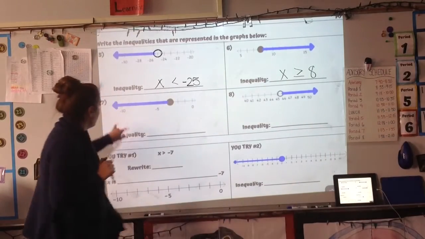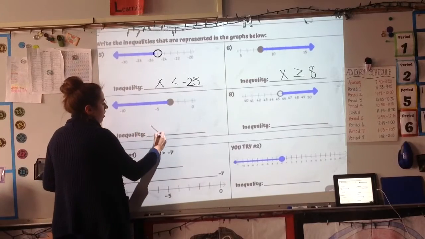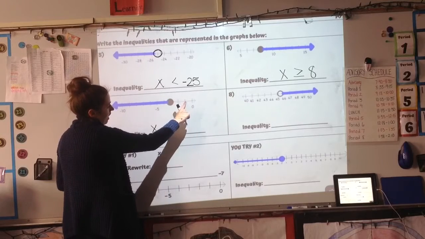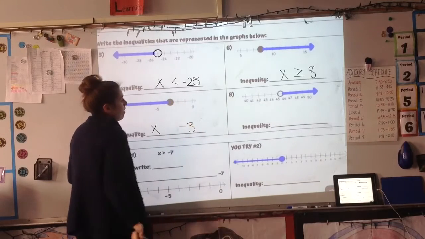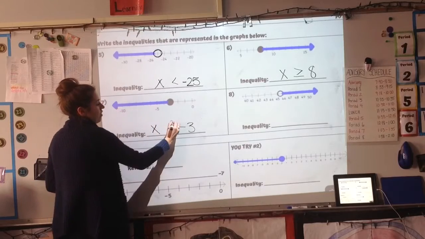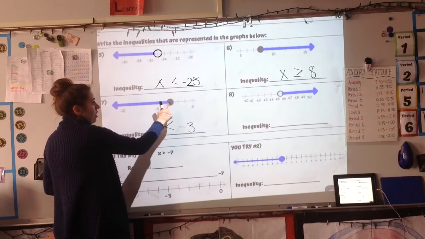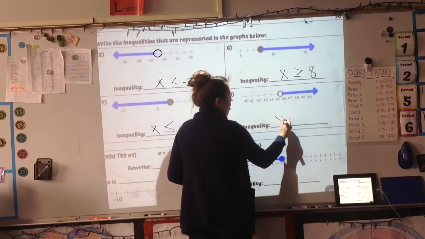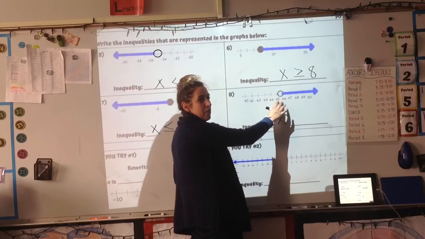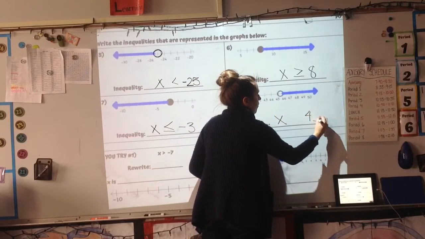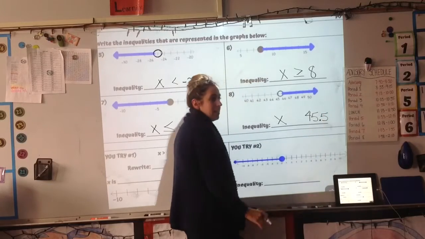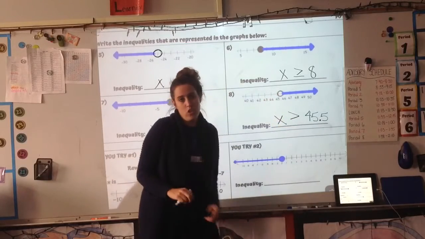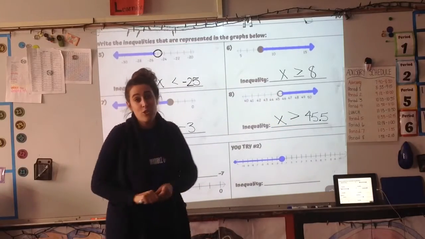So this second to last one, variable here. I'm going to put my number in here, which again is a negative. It's negative 1, negative 2, negative 3. It is shaded to the left, so it is going to be less than. It has the closed dot, so it's equal to. And one more, starting with my variable, listing my number. It's right in the middle of 45 and 46, so I'm going to list that as 45.5. It is shaded to the right, which means it is greater than, and it's an open dot, so there's nothing there. And go ahead and try the U-tries on your own.